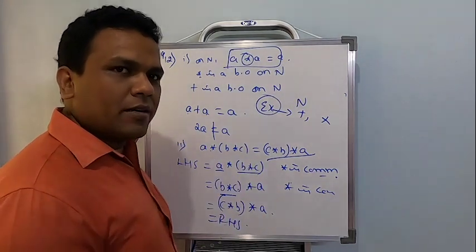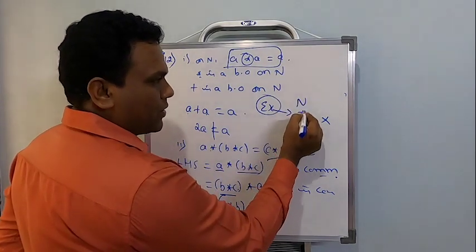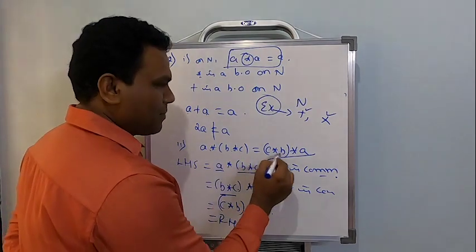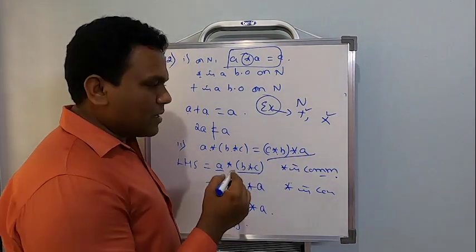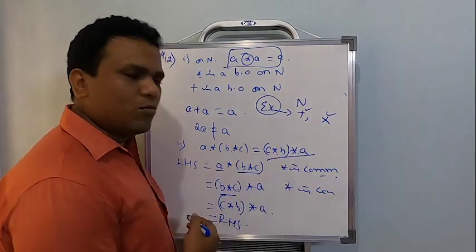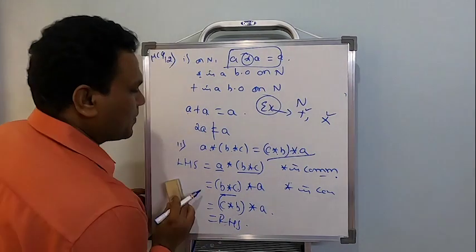If you still want the example method, on natural numbers we know addition or multiplication are binary operations. So replace star by addition or multiplication. Substitute a value, b value, c value. For example, 1, 2, 3. Verify on both sides. It's going to be true. Fine, students.